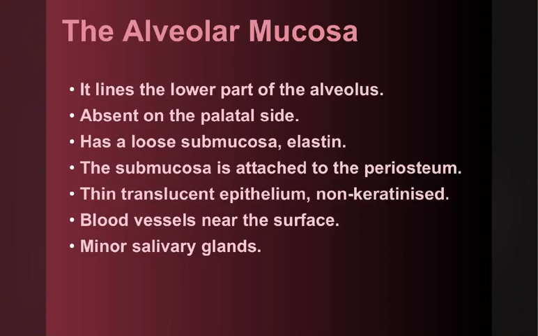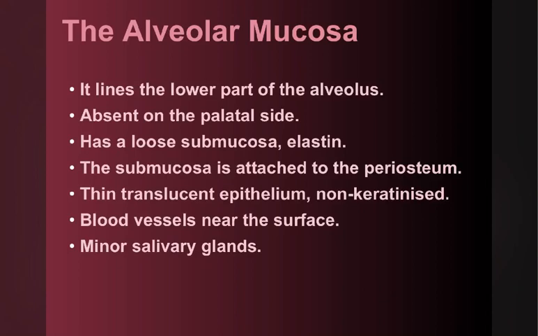The submucosa is attached to the periosteum because underneath the alveolar mucosa we have the alveolar bone, part of the alveolar bone. The epithelium of the alveolar mucosa is thin and translucent, and it's non-keratinized. In the gingiva, the epithelium is keratinized. In alveolar mucosa, the epithelium is non-keratinized.